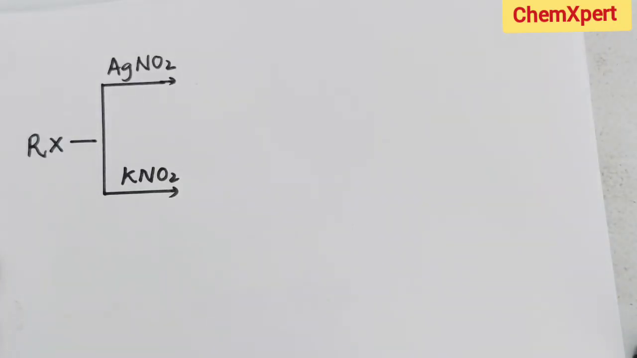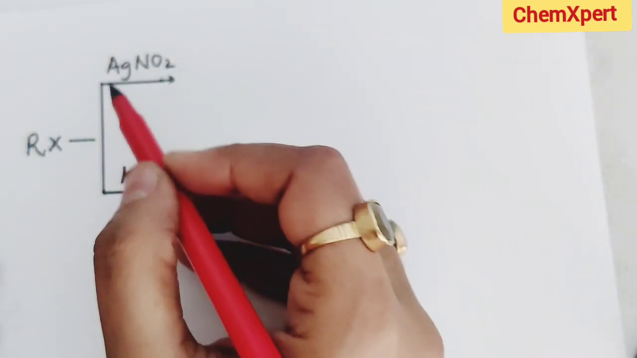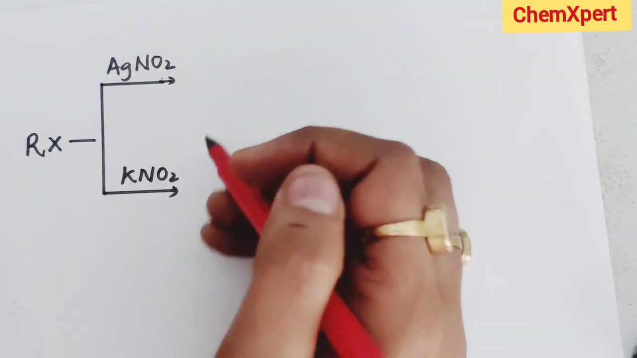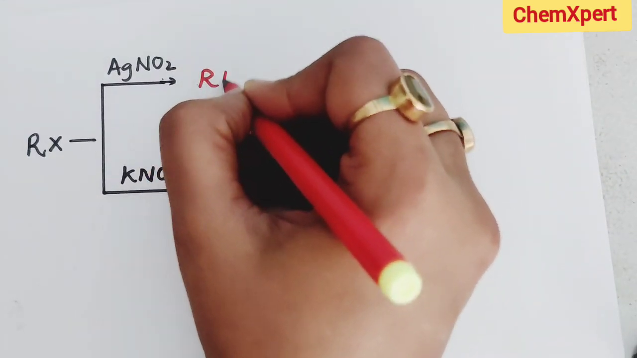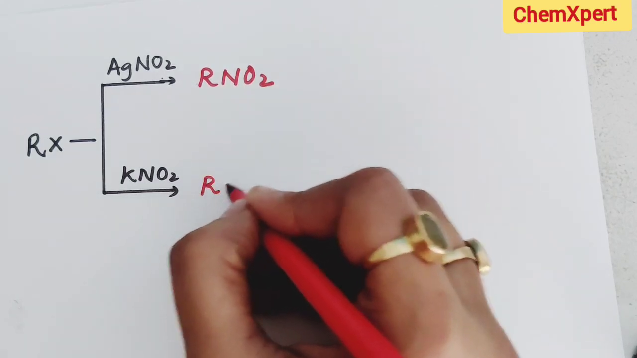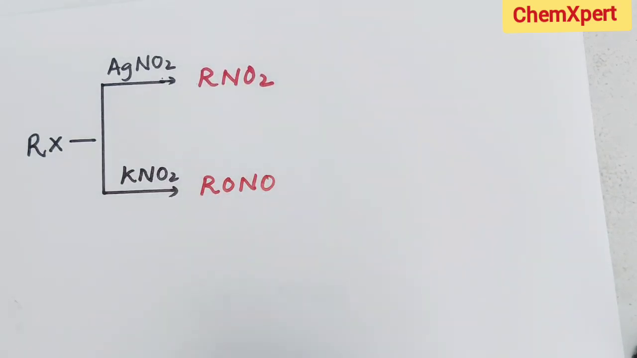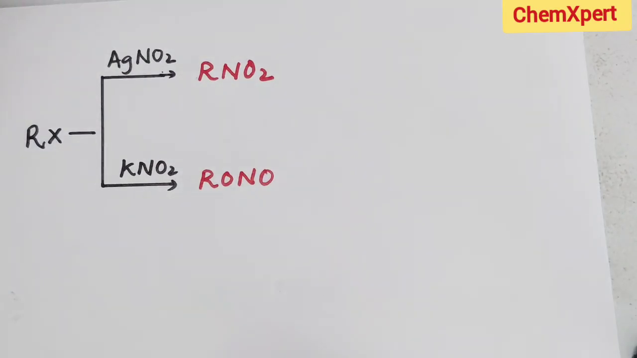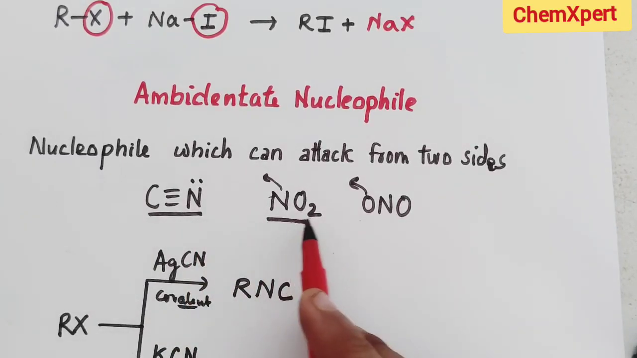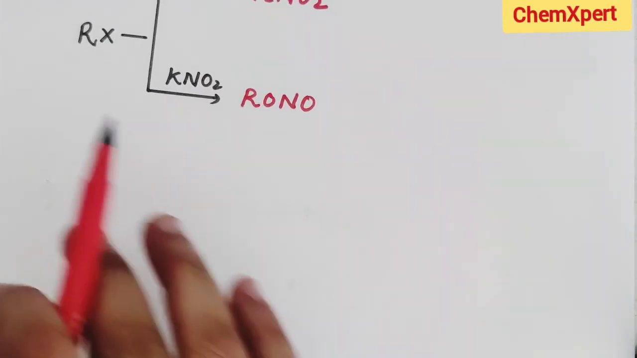Now the same thing you can apply here. RX with AgNO2, since it is covalent, will attack from the nitrogen side, that is, it forms RNO2, whereas with an ionic compound, it will form RONO here. So the important point that you have to remember: the ambidentate nucleophiles, that is cyanide and nitrite, can form two different kinds of products here.